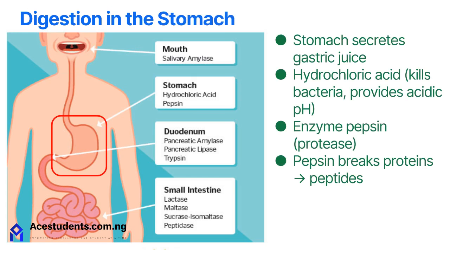In the stomach, gastric juice is secreted. Gastric juice contains hydrochloric acid, which kills harmful bacteria and creates an acidic environment. It also contains the enzyme pepsin. Pepsin breaks down proteins into smaller chains called peptides.